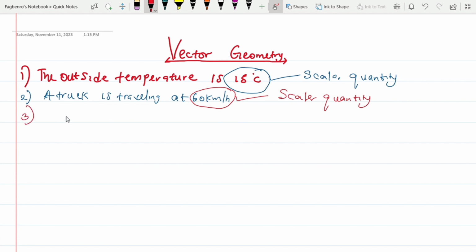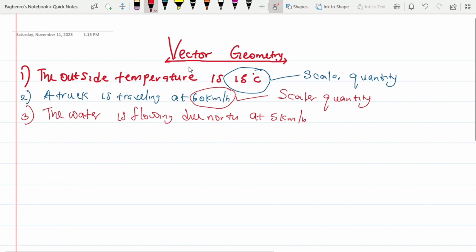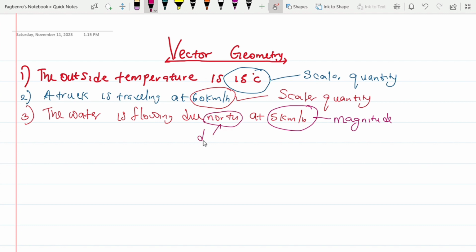Number three. The water is flowing due north at 5 kilometers per hour. Now, if you check this very well, you will see that this 5 kilometers per hour here is talking about the magnitude. And the due north here is talking about the direction, which implies that this has both magnitude and direction. So we can say that this is a vector quantity.